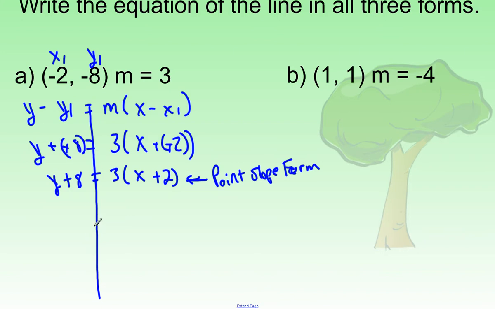Now there's one thing I want to do before I do that, and that's just to simplify this right-hand side a little bit. So I'm going to simplify. I'm going to distribute here. Give me a 3x, remember, 3 times x, 3 times 2.